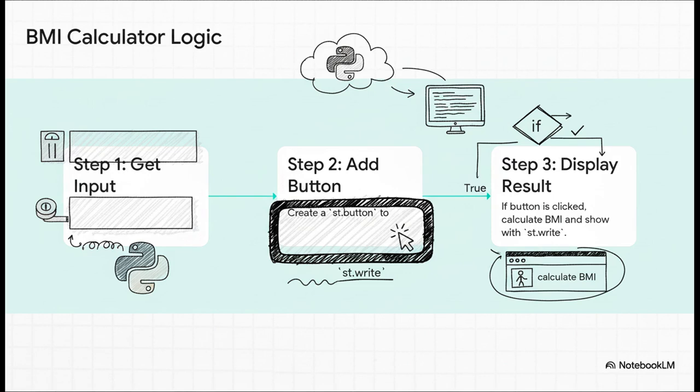So how do you put these together? Well, let's imagine we're building a simple BMI calculator. It's just 3 logical steps. First, you use st.number_input twice to get the user's weight and height. Then you add an st.button. And finally, you just wrap your calculation logic inside a simple if statement that runs only when that button is clicked. It's all just plain, simple Python logic.